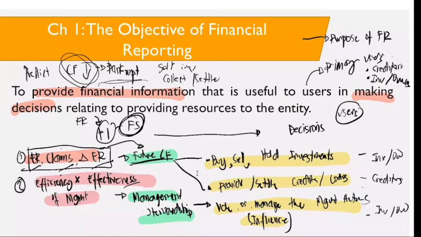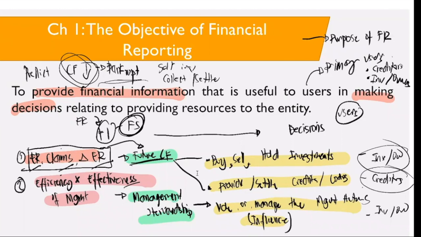So out of these future cash flows, guys, we try to make decisions. What are the decisions that can be made? Buy or sell, hold investments, by your investors or owners, provide or settle credits or loans provided by or made by your creditors. Okay? So out of these economic resources, anong makukuha nating info? Future cash flows. And anong pwede nating decision? Dalawa. Pwedeng gawin yan ni investor or owner or ni creditors.